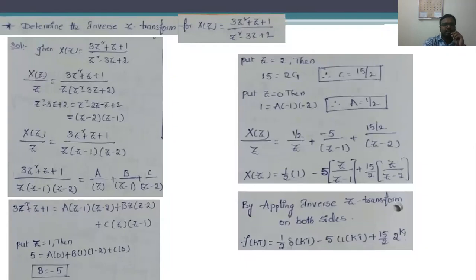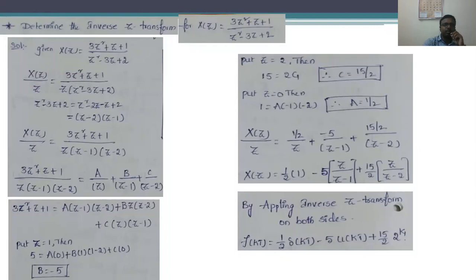Okay. This is the statement of the problem. Determine the inverse Z transform for X of z. That means we have to calculate x of k. Determine the inverse Z transform for X of z, that is equal to 3z square plus z plus 1 whole divided by z square minus 3z plus 2. Okay, in this, numerator and denominator both have the order of 2.